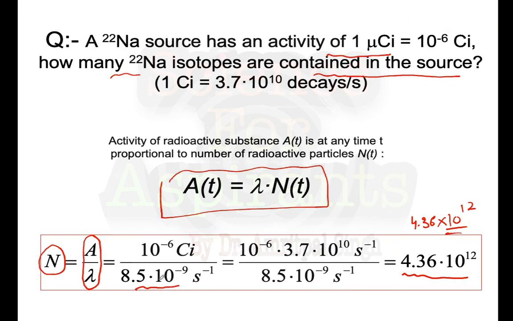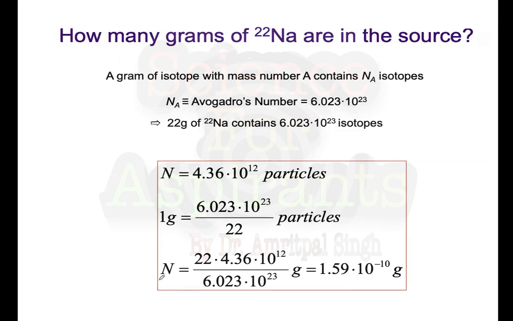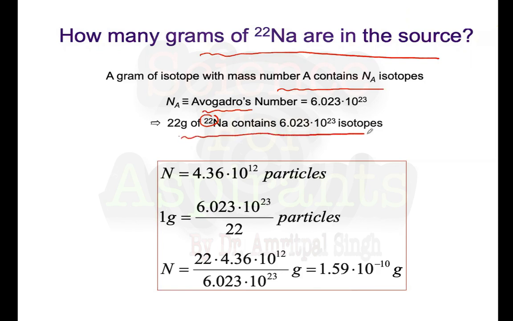calculated in the previous slide, and from that we can calculate how many grams of sodium are present in this source. So as we all know, a gram of isotopes with mass number A contains N_A isotopes, where N_A is generally defined as the Avogadro number. So 22 grams of sodium, because sodium has an atomic weight of 22, contains 6.023 × 10^23 isotopes.